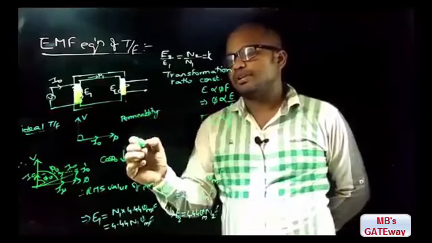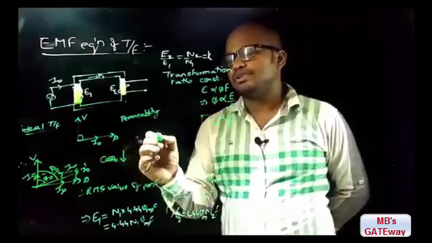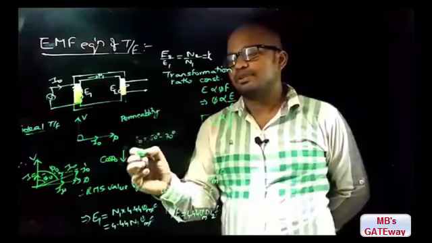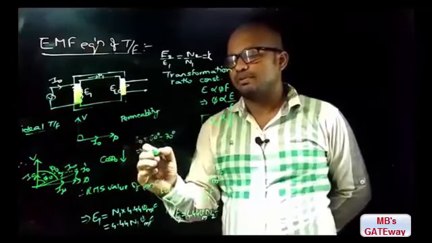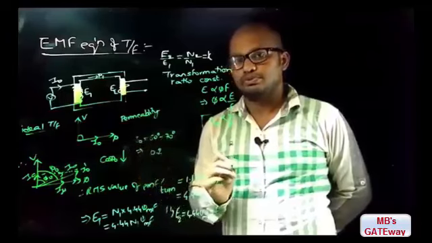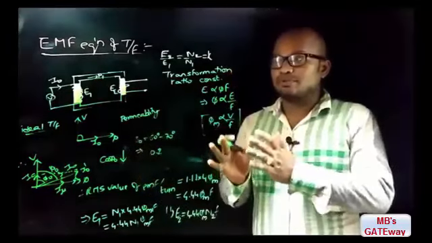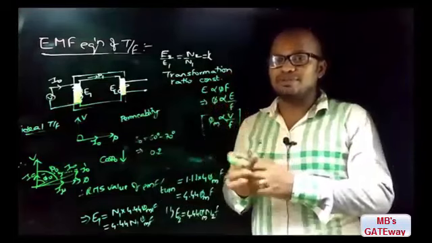And the initial power factor angle will be around 60 degrees to 70 degrees. That implies the initial power factor will be around 0.2. This is what you must note from the EMF equation of transformer.